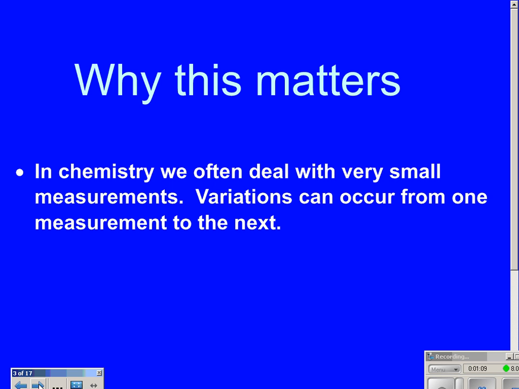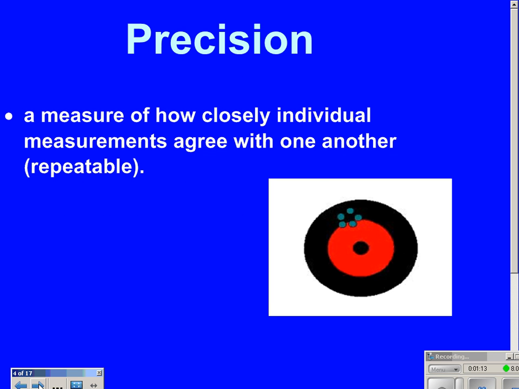But first we need to talk about a couple of definitions relating to that equipment. Often the terms precision and accuracy are used interchangeably in most of the world. But in science, precision is a measure of how close individual measurements agree with one another, how repeatable they are.